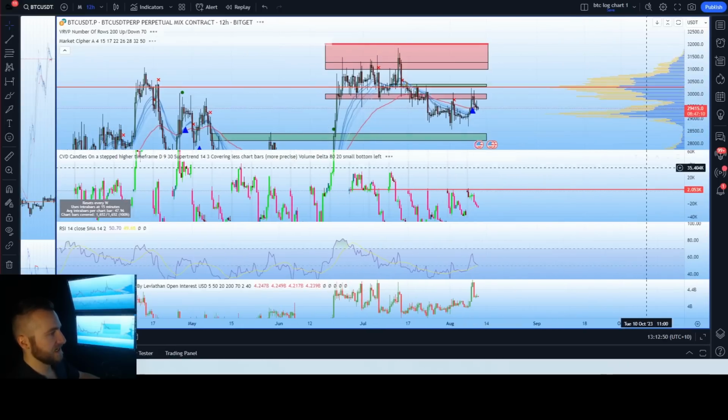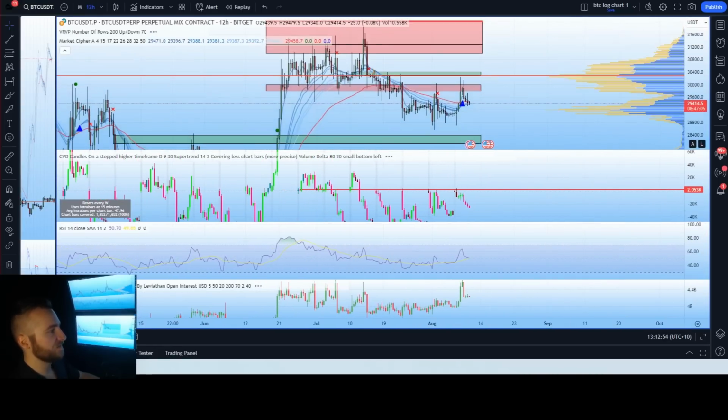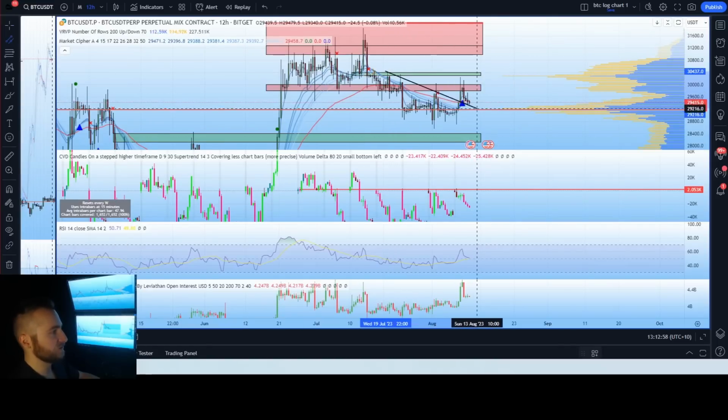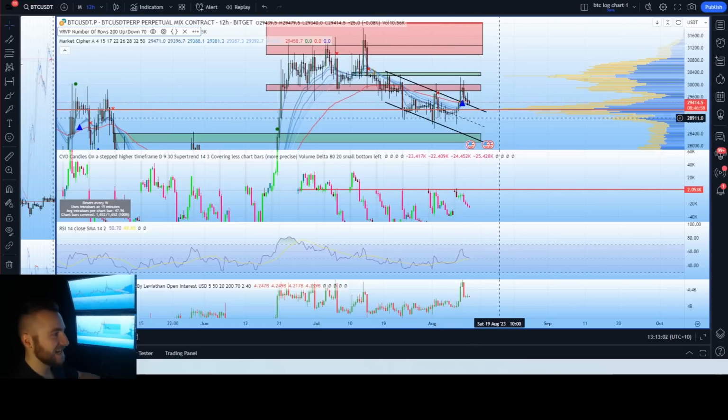So here is a 12-hour chart, and we saw a nice breakout of this descending channel formation we had over the last couple of days. A lot of you on the channel have been watching. We had this descending channel formation, which we broke towards the top side. Fantastic. We're actually coming down to retest that now. We'll discuss that in a second.